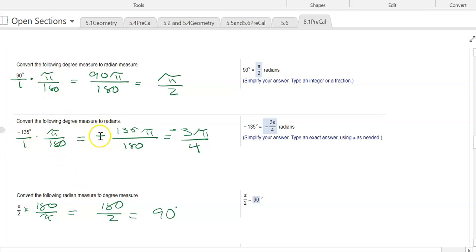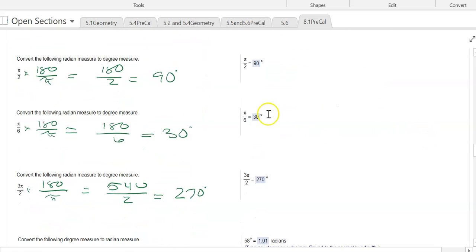Here we are converting from degrees. Make sure we always keep that negative. It doesn't fall off, all right? So whenever we're converting, that doesn't mean it becomes positive or it becomes negative.